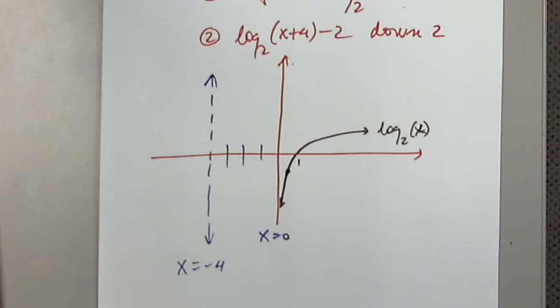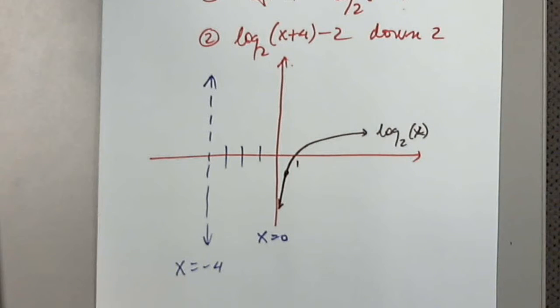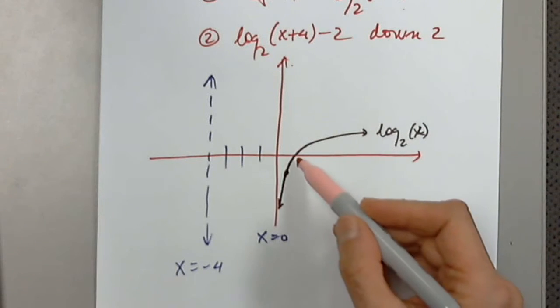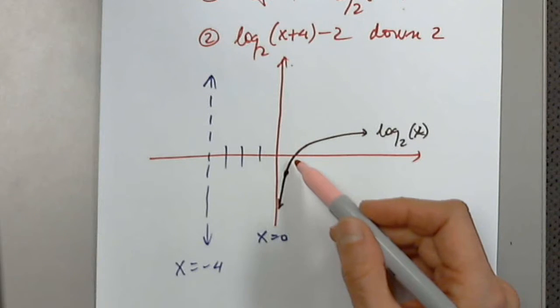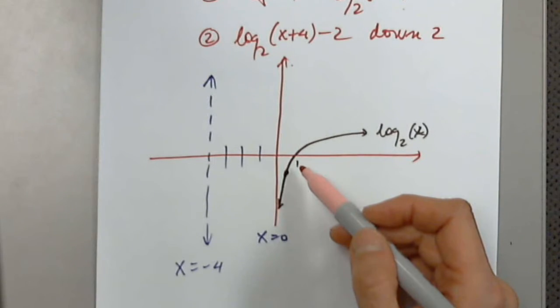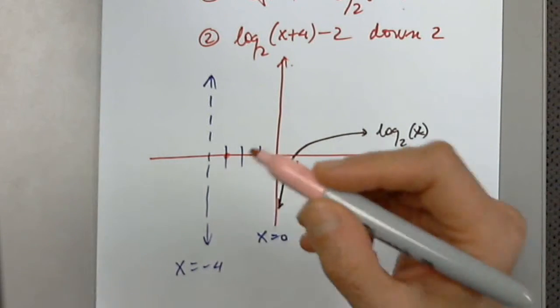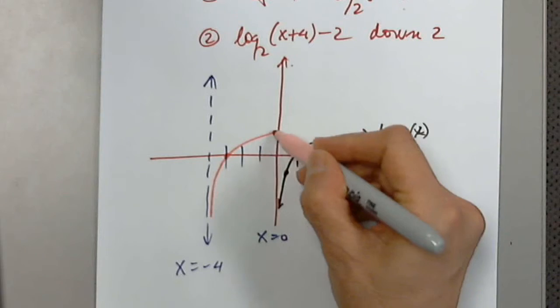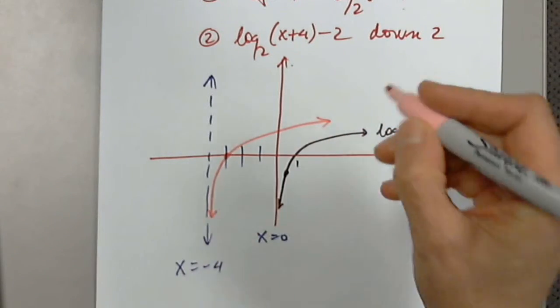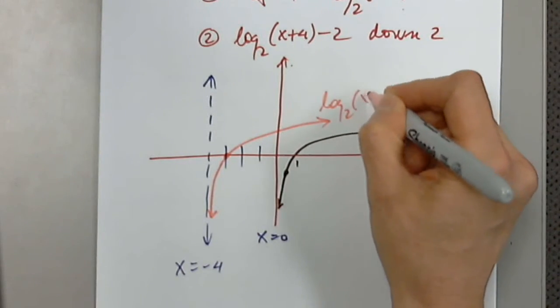Yes. Since the point is 1, 0 on the x-axis for that graph, when we move to the left 4, would it be 0, 3, 0, -3, or no? Sorry, -3, 0. Yes. Okay. 1, 2, 3, 4. So this is log base 2 of x plus 4.